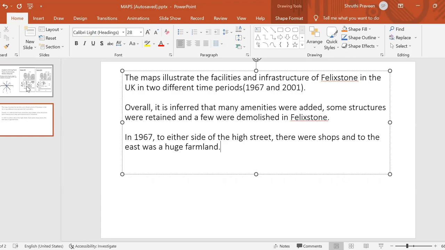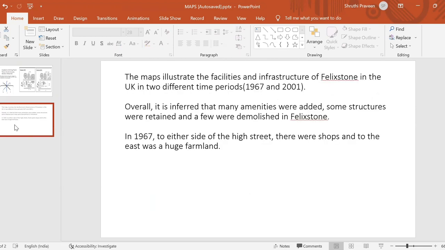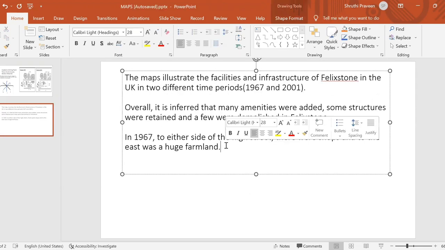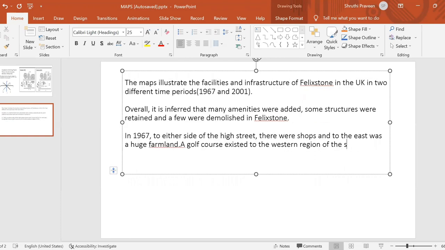Now I'm going to write about the golf course, which was on the western region of the high street. A golf course existed to the western region of the street. Okay.